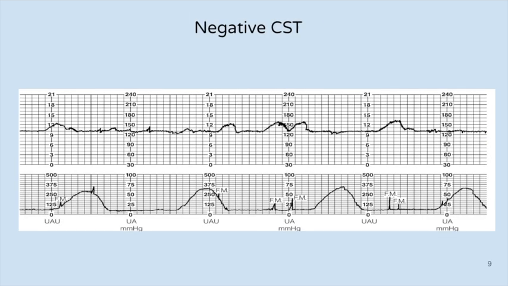Here's an example of a contraction stress test. So we've got sometimes minimal variability, but we've got these nice accels, right? We've got these contractions here, and we've got no lates. So that's a negative contraction stress test.